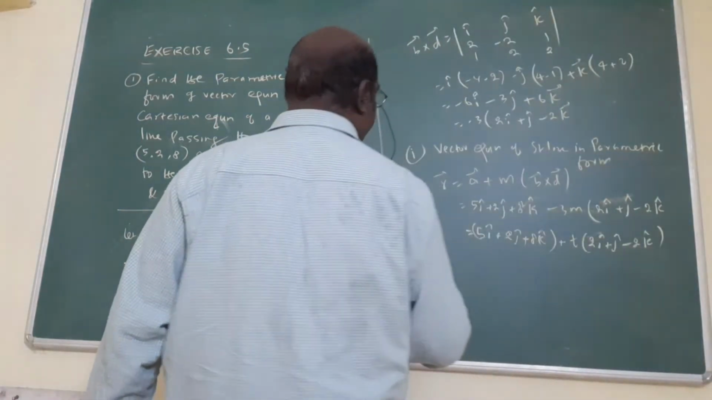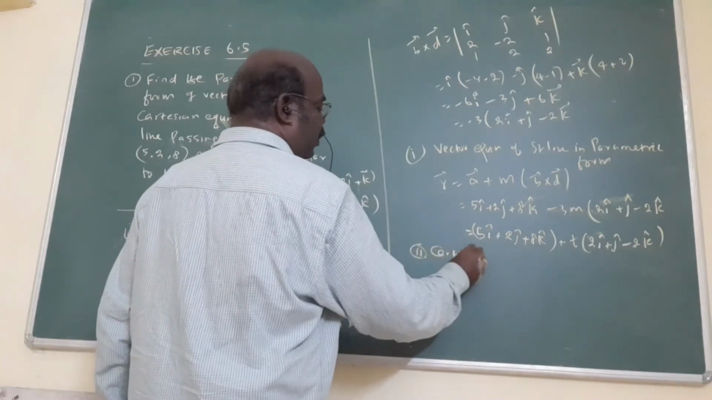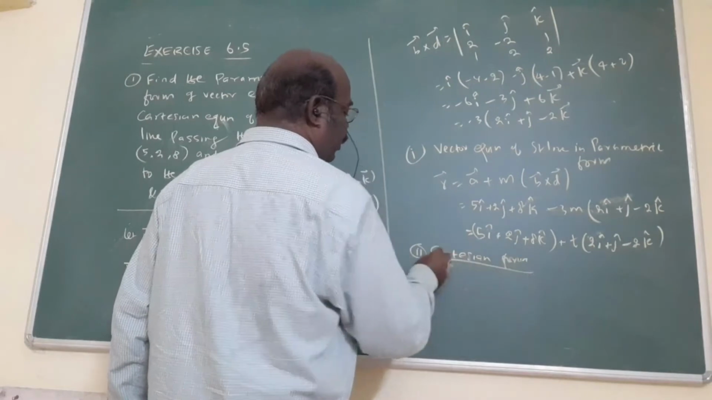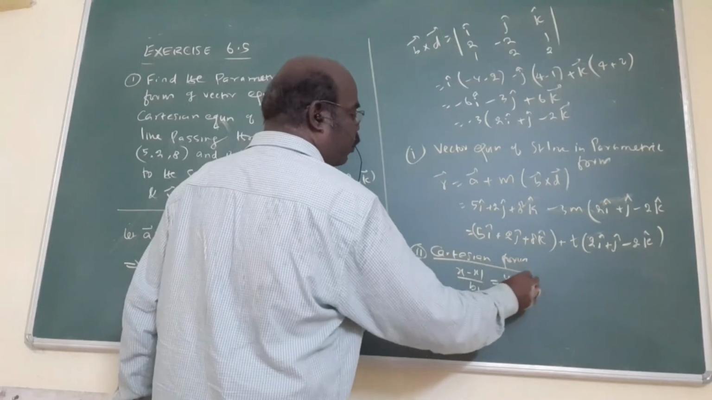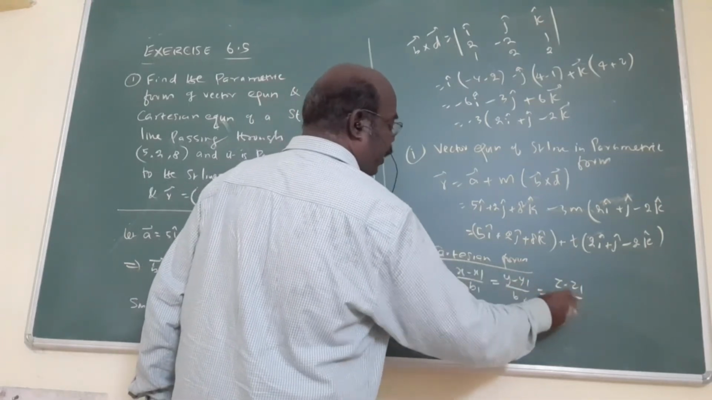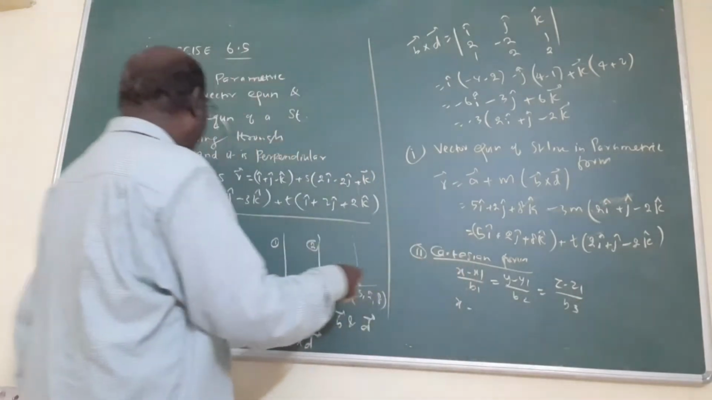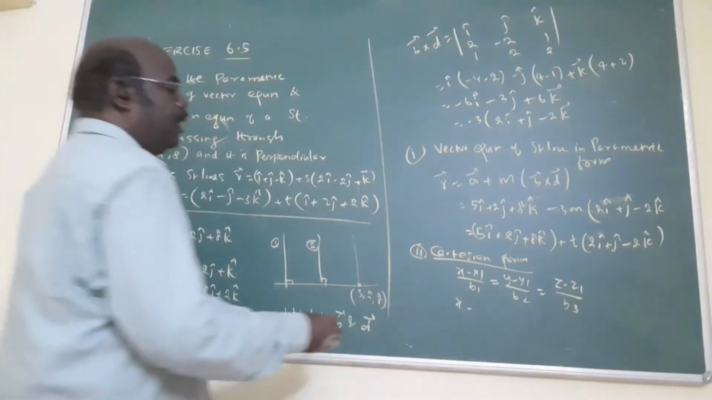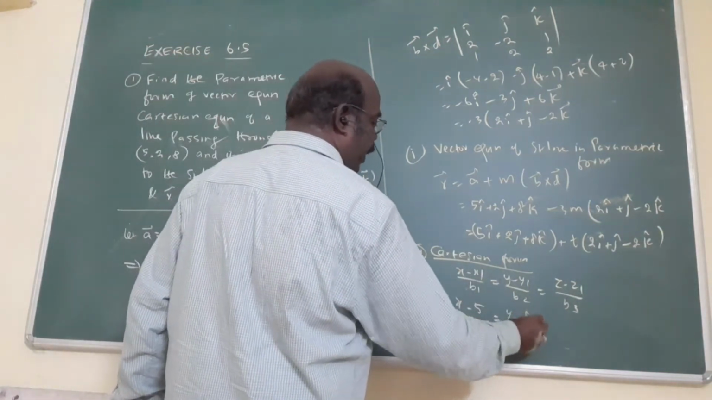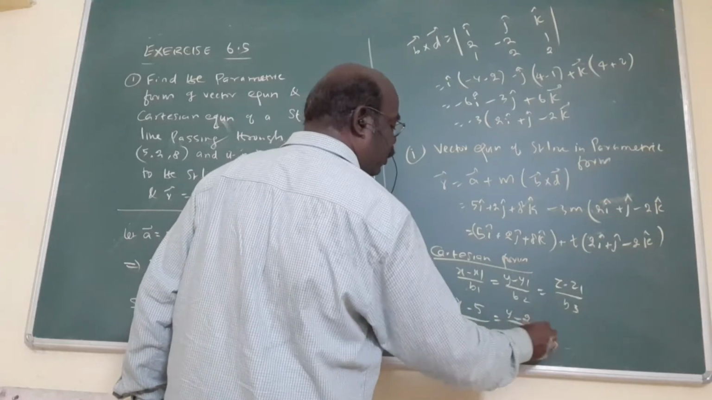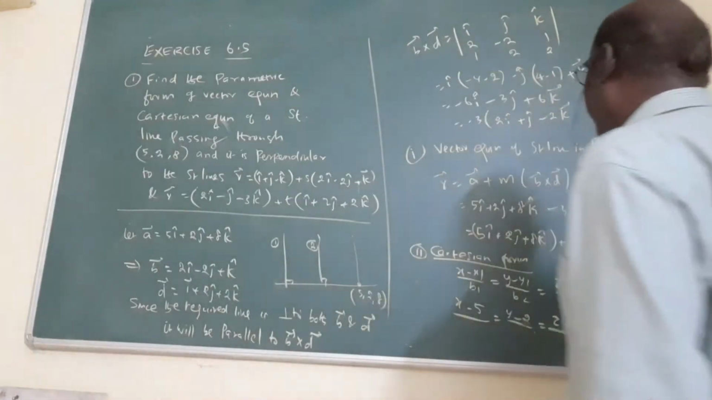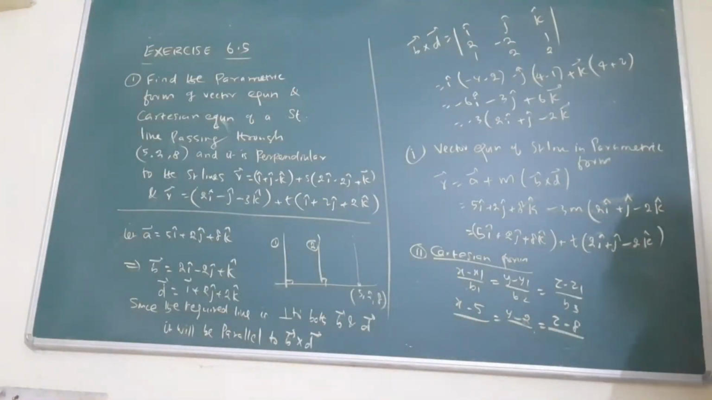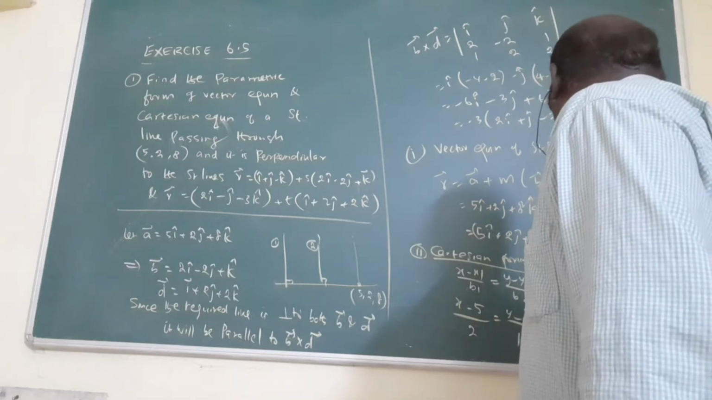Next is the Cartesian equation. Cartesian form. What is the Cartesian equation form? X minus x1 by b1, y minus y1 by b2, z minus z1 by b3. The given point is 5, 2, 8. So x minus 5, y minus 2, z minus 8. This is the point. The denominator is the parallel vector: 2, 1, minus 2. That is the answer.